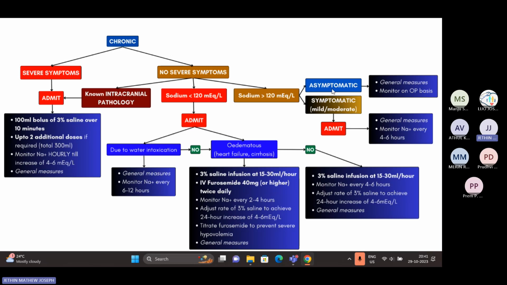If the patient is asymptomatic, that is, the patient has chronic hyponatremia, sodium is more than 120, and the patient does not have any symptoms, you don't need to admit the patient. You can monitor them on OP basis and advise general measures.